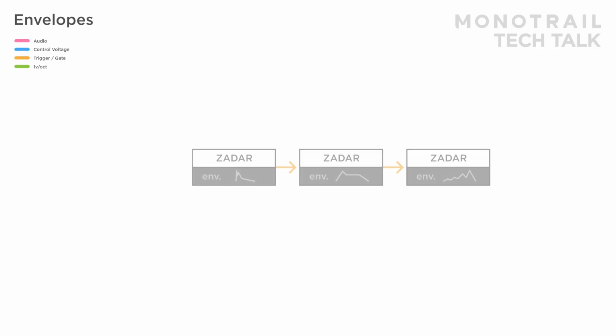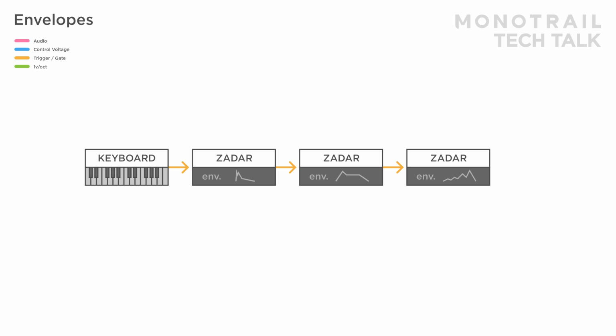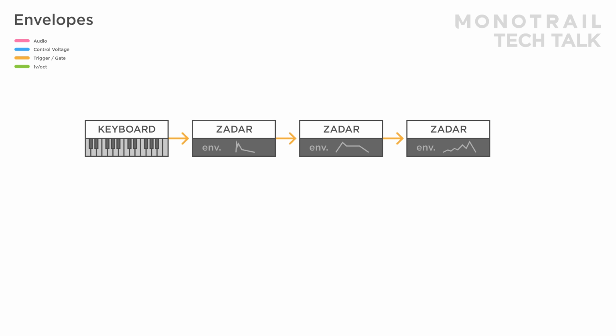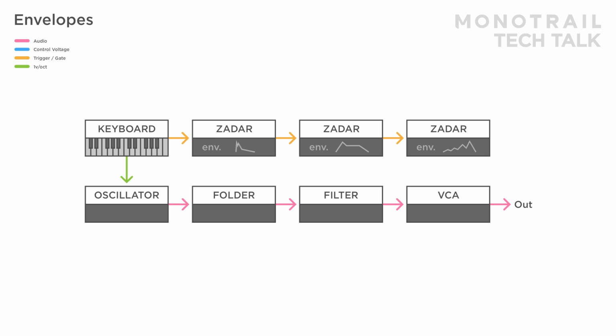In this setup, 3 envelopes of Zadar are chained in a single cycle. So, if the first is triggered by a keyboard, they all fire once. The phase is set in such a way that they all fire at the same time. A simple synth voice is made with an oscillator, wavefolder, filter, and VCA.